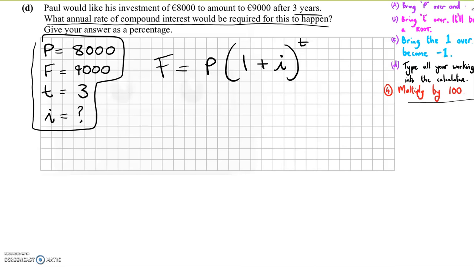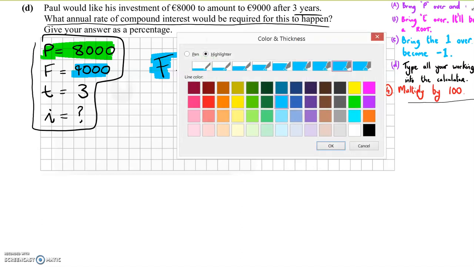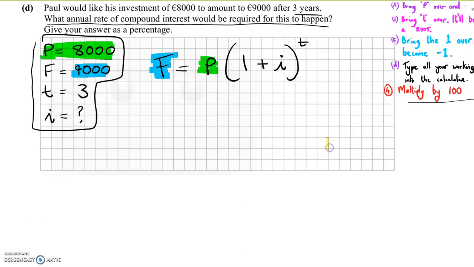So we have P, it's 8,000. So that's going to go there. We have F, it's 9,000. So that's going to go there. We have T, it's 3. So that's going to go there. We know what 1 is. 1 is 1, so there's nothing going to change there. The thing is, we're missing the I. So these are these hard questions.